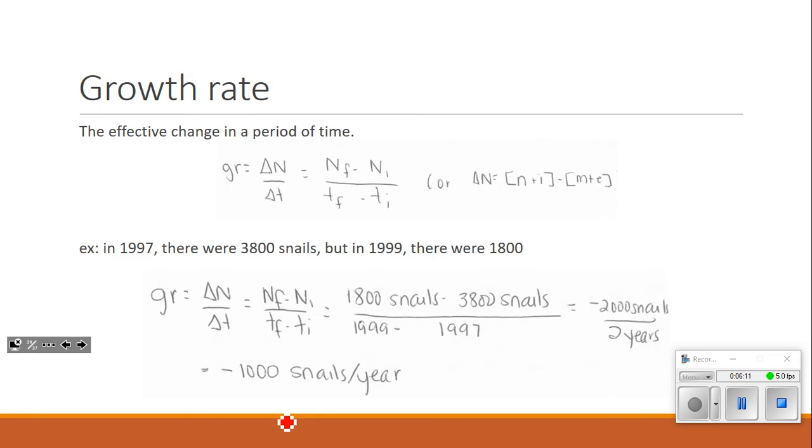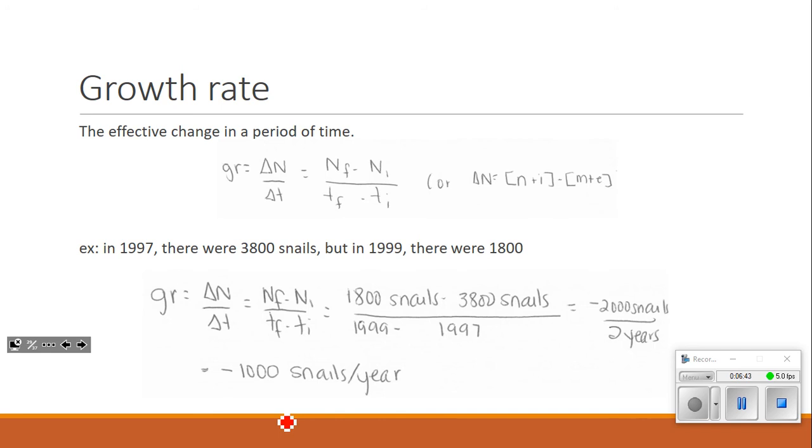So we're going to take a look at a few calculations that have the word rate in them. Growth rate, and then on the next one, per capita growth rate. Growth rate is defined as the effective change in a period of time. The formula for growth rate is on your data sheet, so you do not need to memorize this formula, but you have to know how to decide which number goes where.